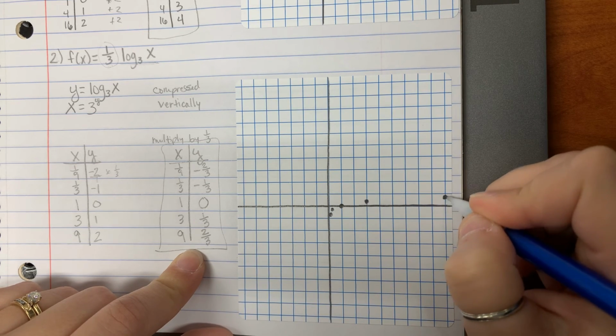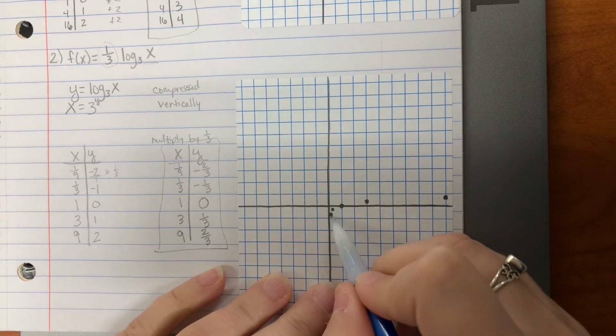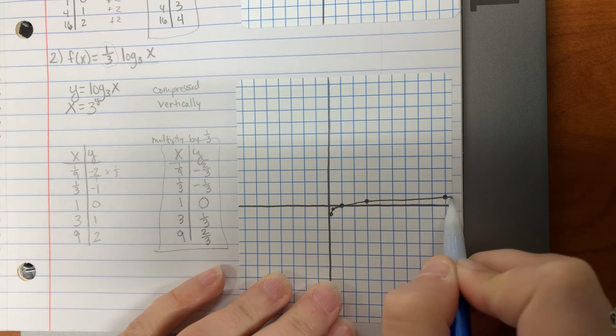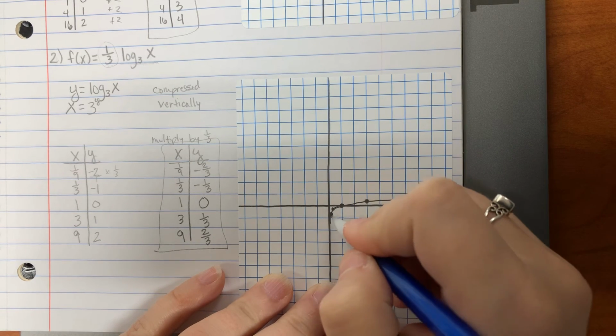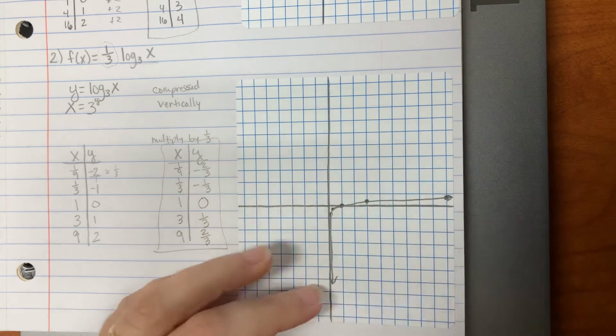So about right here. Okay, so this one looks really weird. It's because it's super compressed in this direction. So it's really tight, that curve is. And then it's going to go down this direction, never actually hitting that y-axis.